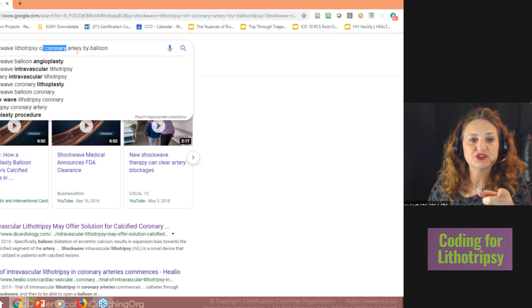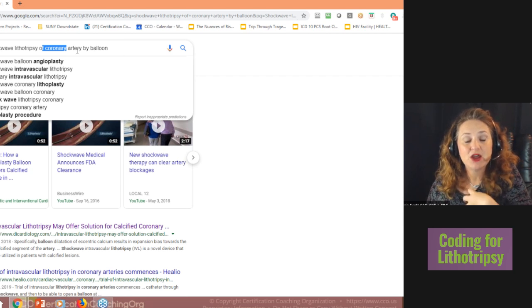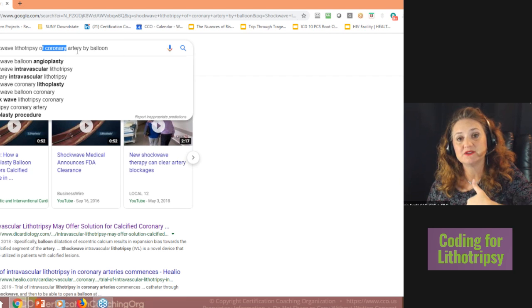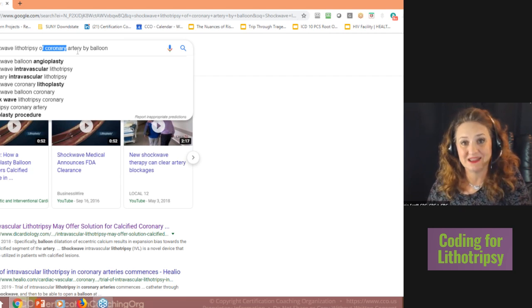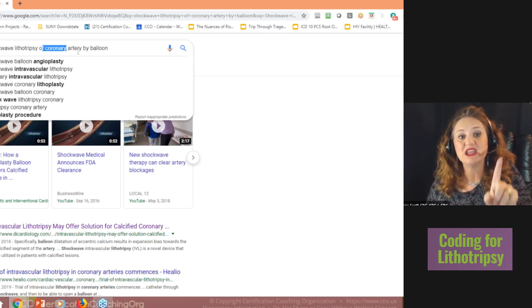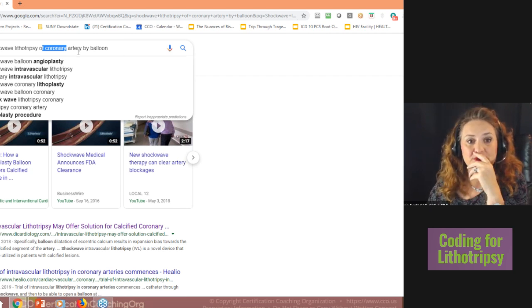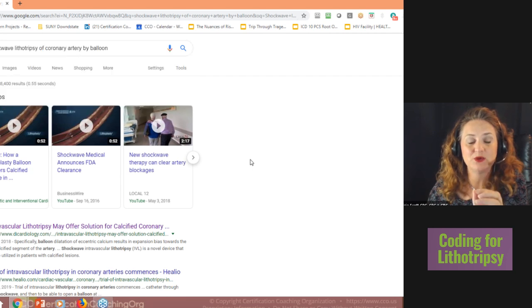Coronary intravascular, notice intravascular is inside the body. Most of the lithotripsy that was done for the kidneys and the biliary stuff, that's extracorporeal, that's outside the body, right? So we want intravascular. We're inside the vascular system when we're doing this. Okay, all right, so that's going to help you for keywords.